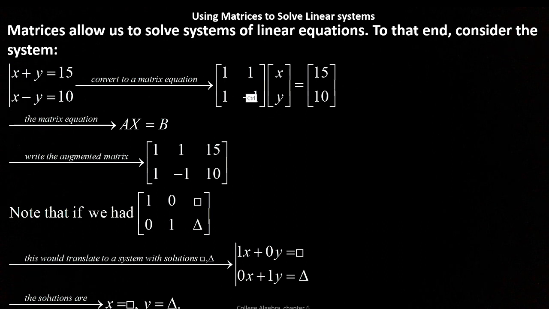So if you multiply these two, you get a matrix. So this is a 2 by 2 and this is a 2 by 1. So the answer would be 2 by 1. And the 2's are the same, so we can multiply. So we get a matrix that is 2 by 1, has two entries. The first entry would be 1 times x plus 1 times y. And the second would be 1 times x minus y. And then this has to equal 15 and 10.